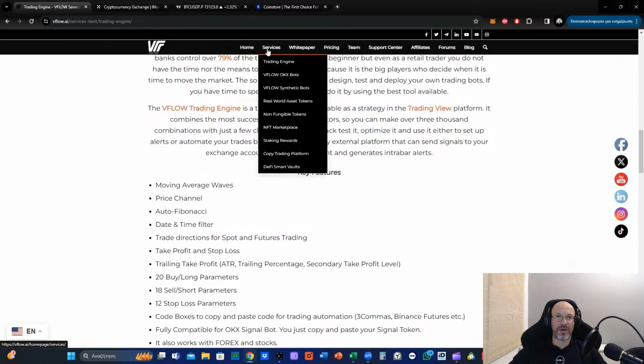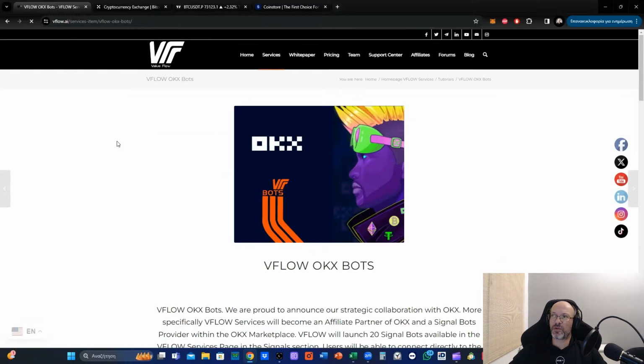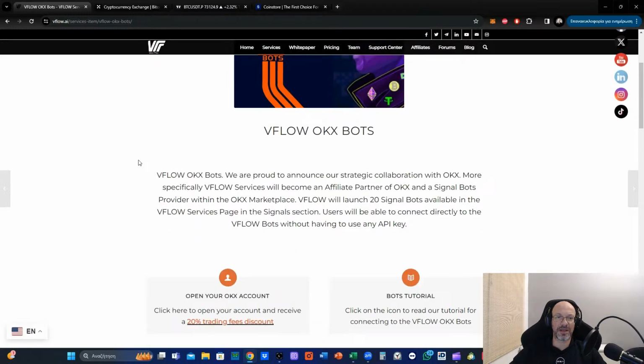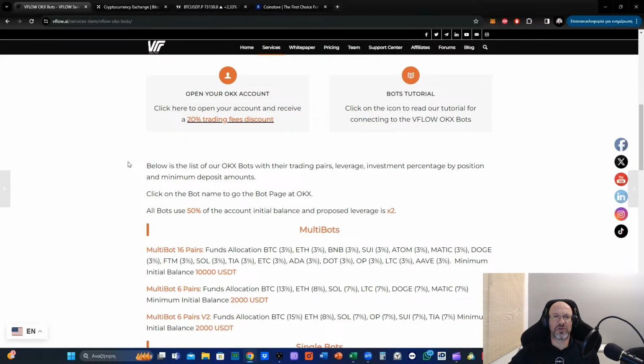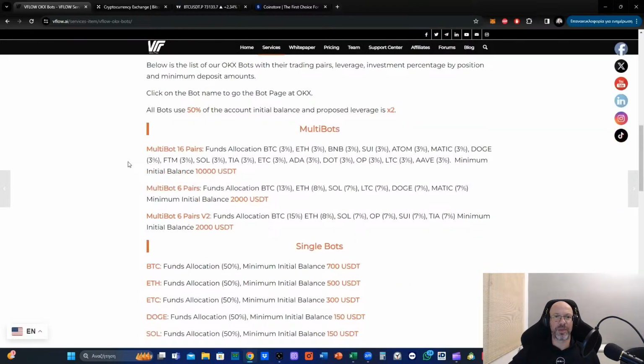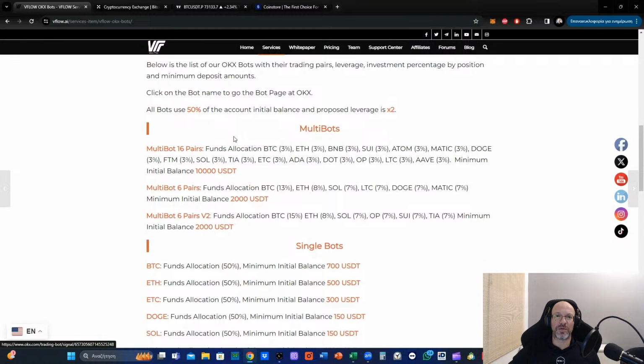Let's go now to our next service, which is our VFLOW OKX bots. You can access any of our retail bots at OKX. Currently, we have 18 different bots available at the OKX platform. We have one multi-bot which invests simultaneously in 16 pairs. We have a 6-pair version 1, which is featured on the main page of OKX at the Signal Marketplace. We also have our VFLOW bot version 2, which is available on our page.